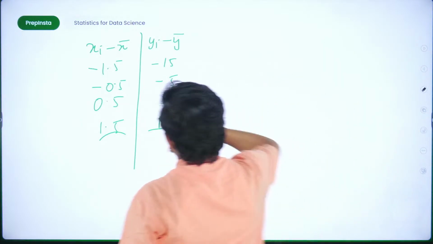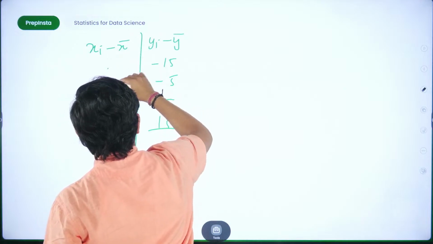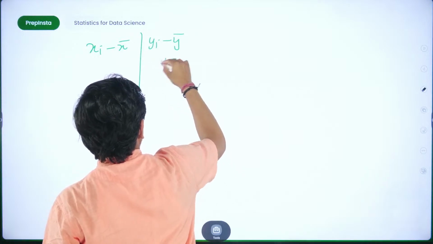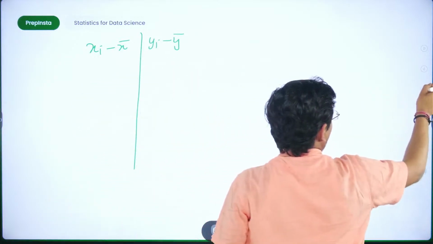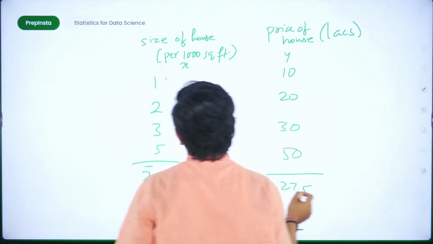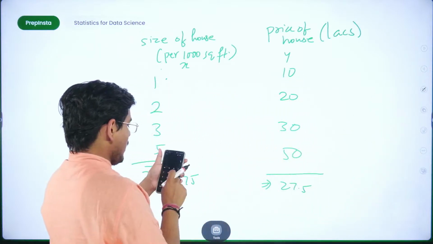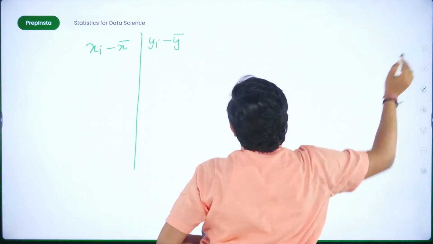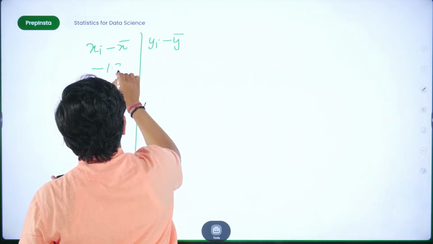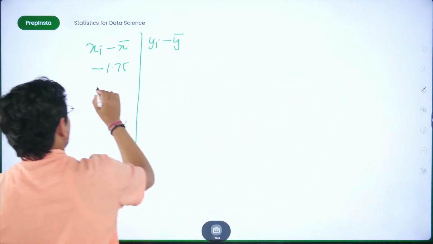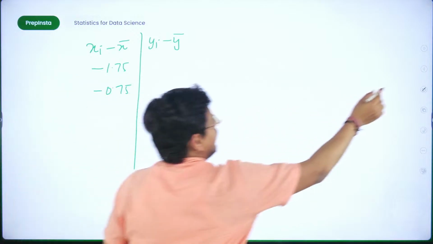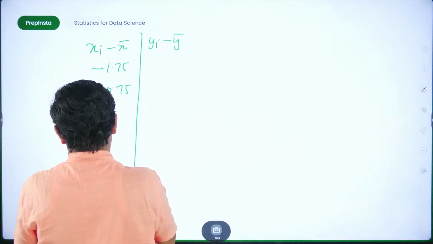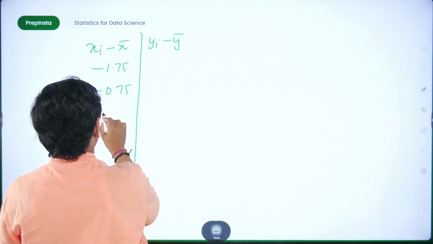I hope this time we would have something to calculate so that I can show you how positive covariance looks like. Let's do the hard maths again. 1 minus 2.75 is minus 1.75. Then 2 minus 2.75 is minus 0.75. Then 3 minus 2.75 is 0.25. Fine.